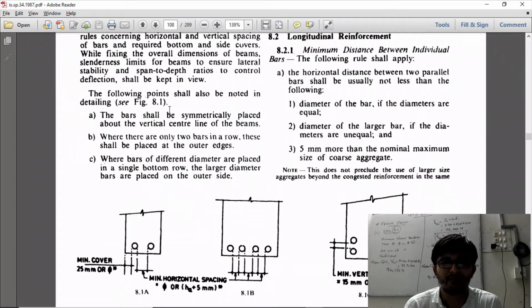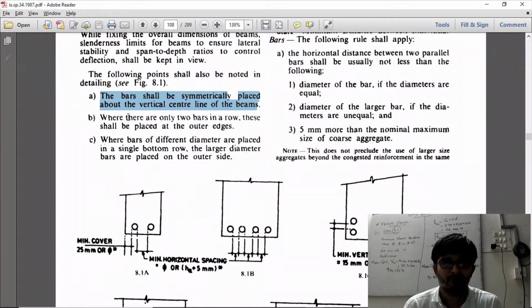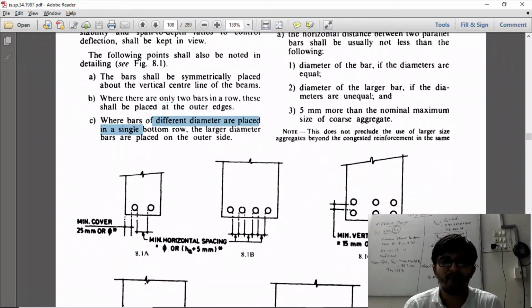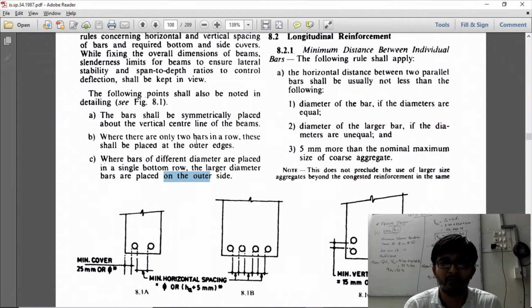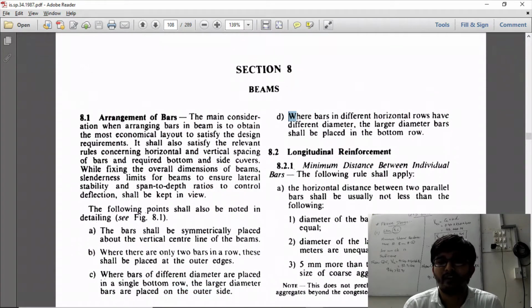The bars shall be symmetrically placed about the vertical center line of the beams. Where there are only two bars in a row, this shall be placed at the outer edges. Where bars of different diameter are placed in a single bottom row, the larger diameter of bars are placed on the outer side, right? These are very important points. Where the bars in different horizontal rows have different diameter, the larger diameter bars shall be placed in the bottom row. These are the arrangement of bars.